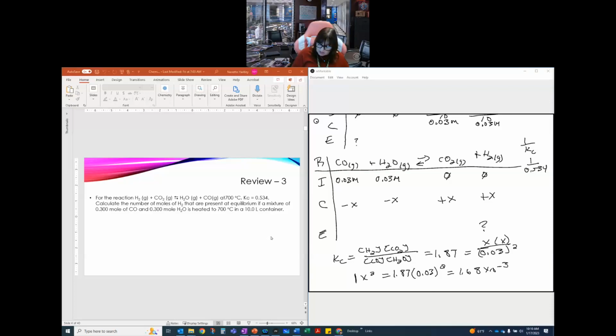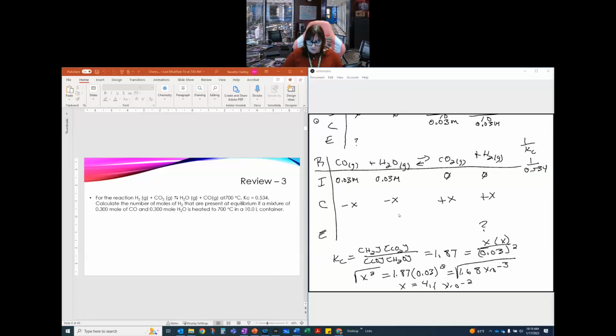I need to take the square root of both sides in order to get an x. So I take the square root of that answer, and x is equal to 4.1 times 10 to the negative 2. That's the concentration that I would expect for H2 at that temperature. So that's how I would solve that. Again, I'm looking at how to take the information from the question and put it into that RICE table, because that helps me keep track of what I have, what I don't have, and what I need to do to solve this.